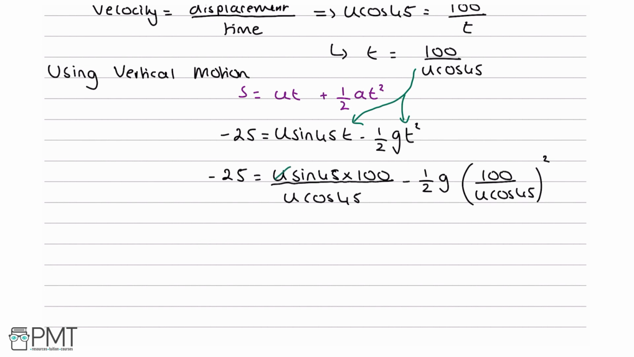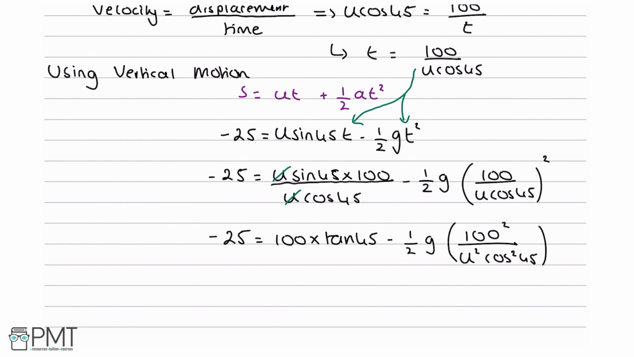From here, this u and this u cancel, and sine 45 over cosine 45 becomes tan 45. So in the end, what you'll be left with to solve is minus 25 equals 100 times tan 45 minus half g times 100 squared over u squared cosine squared 45, like that, okay?